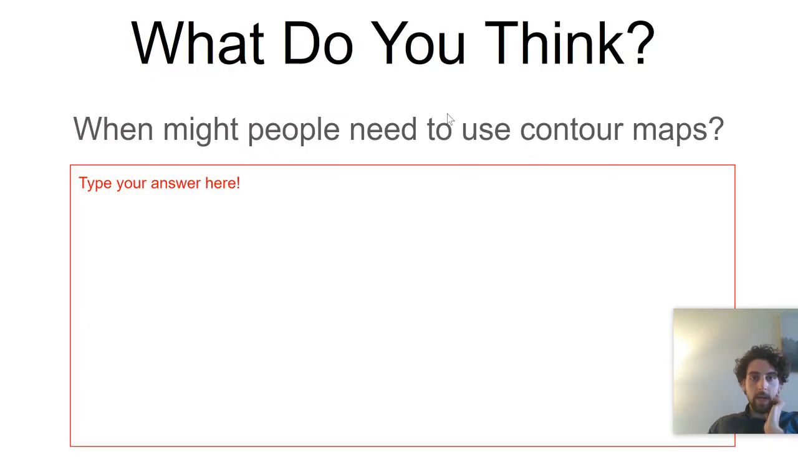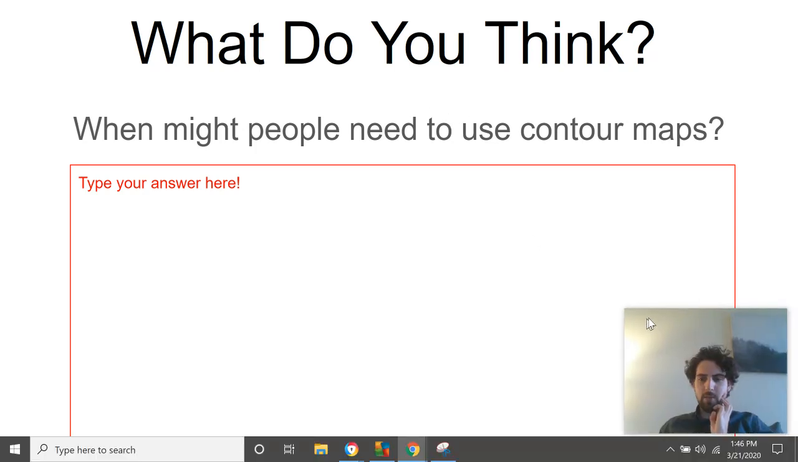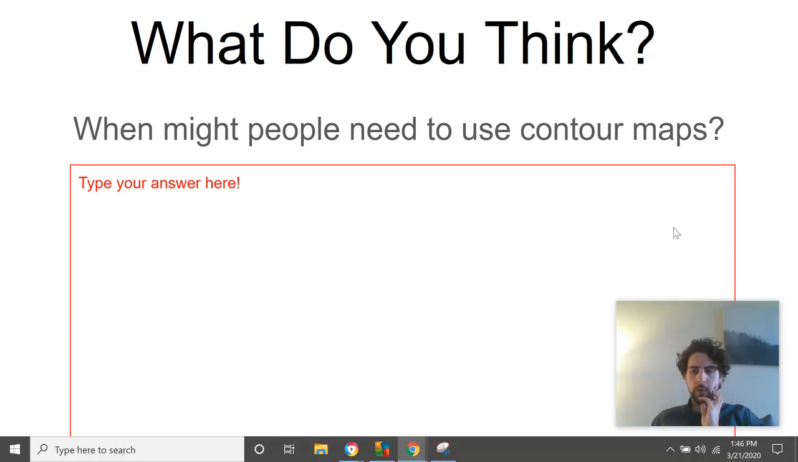Now, go ahead and answer this question. What do you think? What might people need to use contour maps for? Just kind of type in what you think people might use contour maps for in the real world. I've already talked about one thing I use them for. If you need to go back to the video and check that out, do so. Just type in some examples of things people might need contour maps for, and we'll talk about those in later lessons.